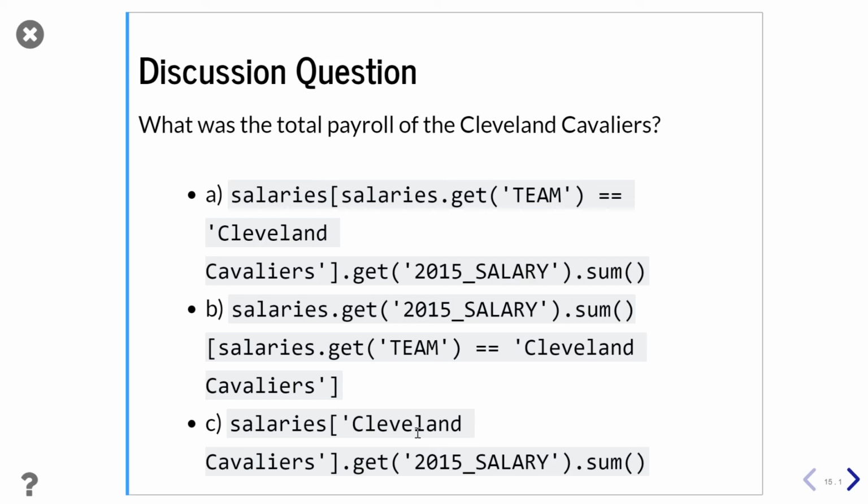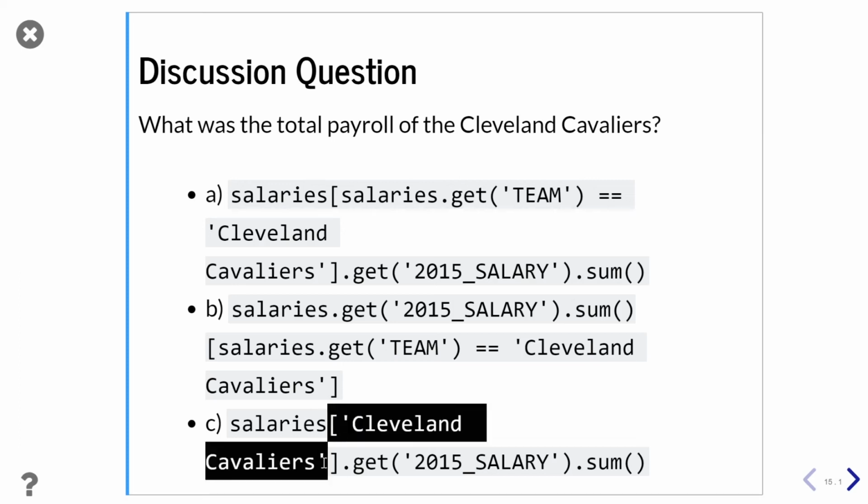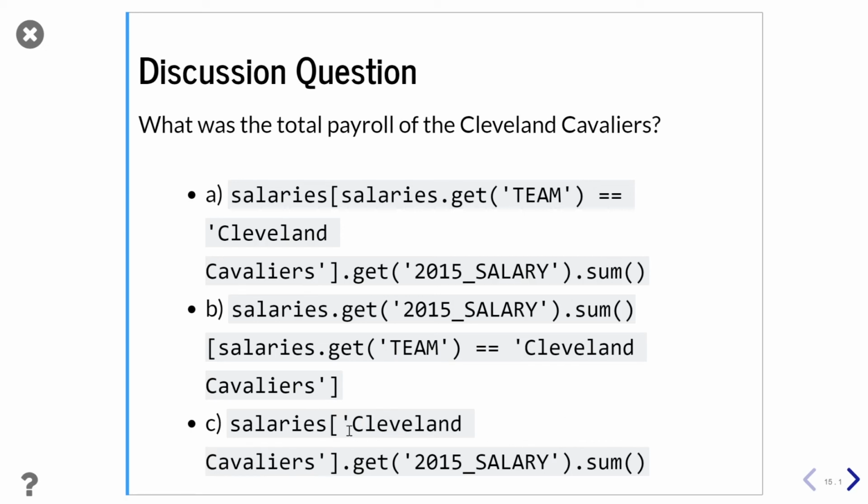Anytime in baby pandas that we use a table, square brackets, something, the thing in square brackets should be a Boolean series, or a Boolean array or Boolean list. This is just a string. It might look reasonable, like we're saying get the salaries of the Cleveland Cavaliers, but this isn't understood by baby pandas. So A is going to be the right answer here.